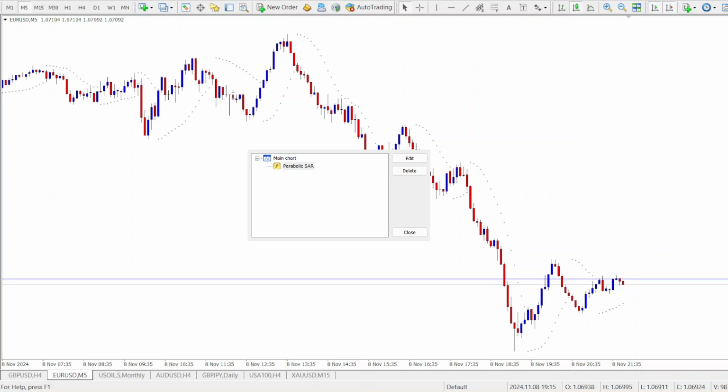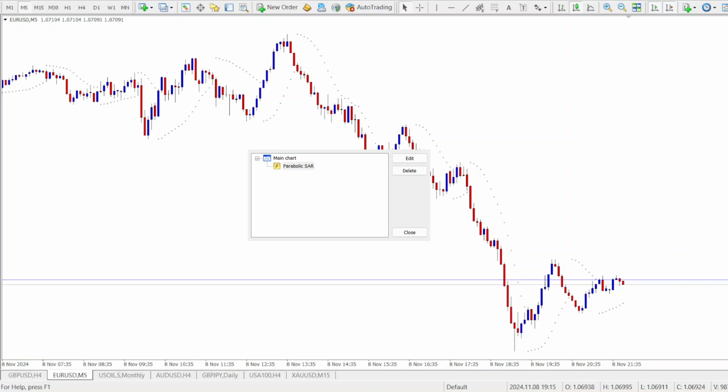The maximum is the cap for how fast the SAR can move. The default is 0.2, and raising this maximum can make the indicator adjust to sharp price changes faster. But again, too high and it risks generating signals too frequently. So even when modifying the maximum, it is ideal not to take it too high so that the chances of false signals generation can be lower.